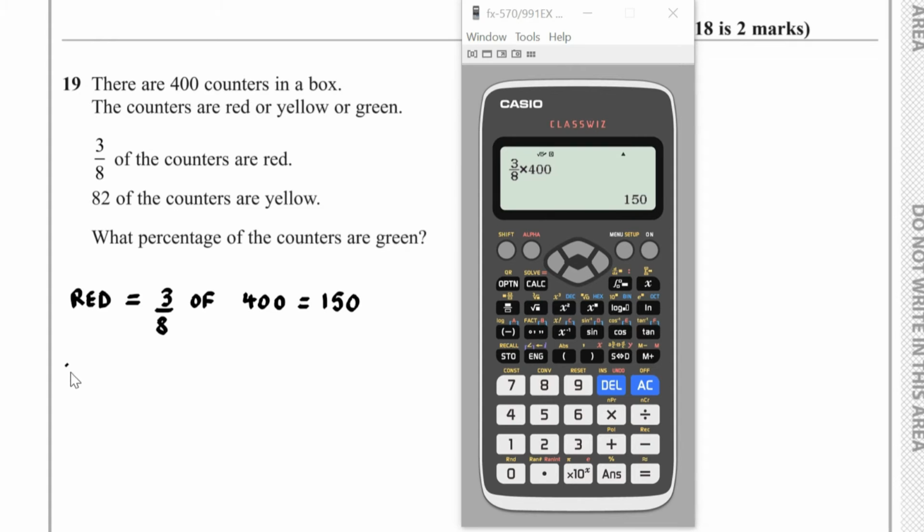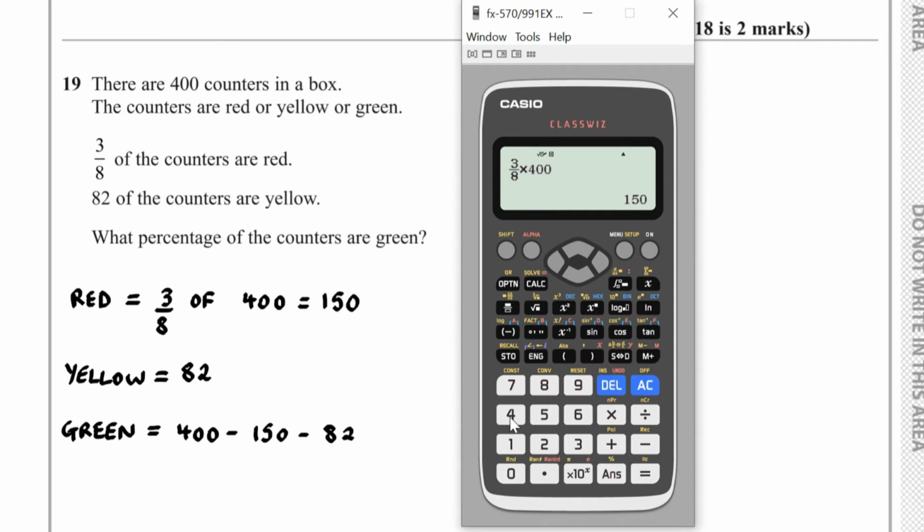For the number of yellow counters, well, we have 82 of them. So the number of green counters, we've got 400 in total. Subtract the 150, which is red. Subtract the 82, which is yellow. And it turns out we get 168.